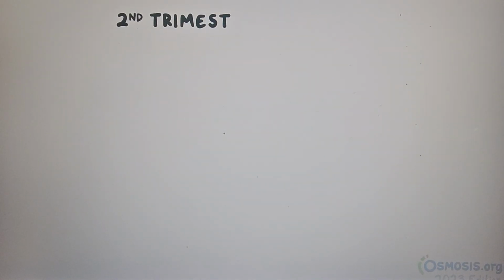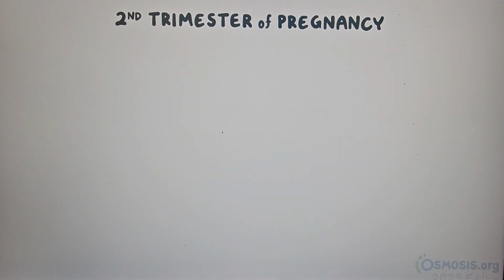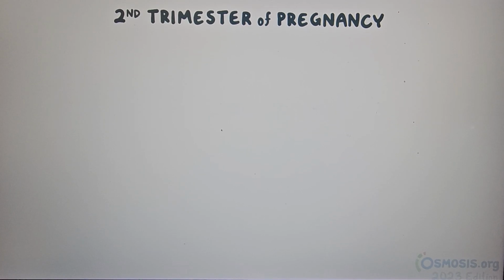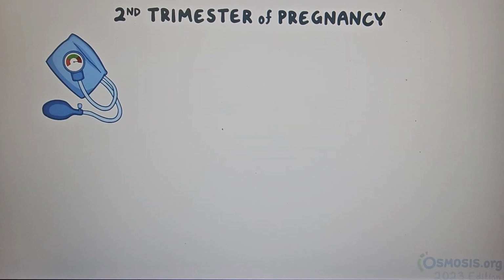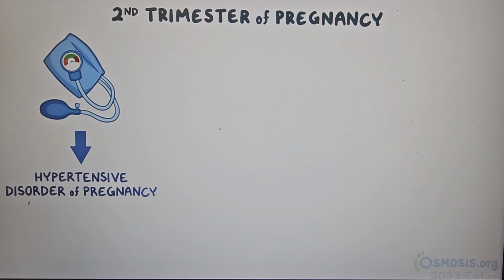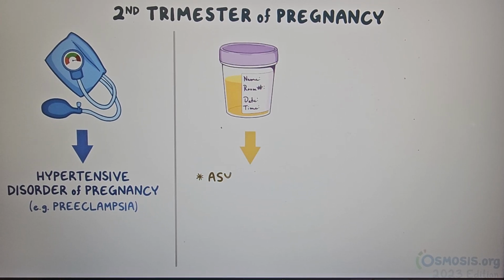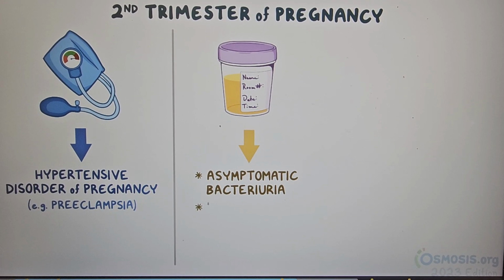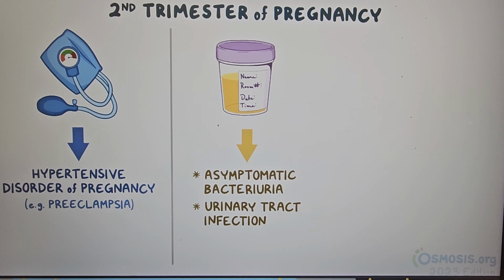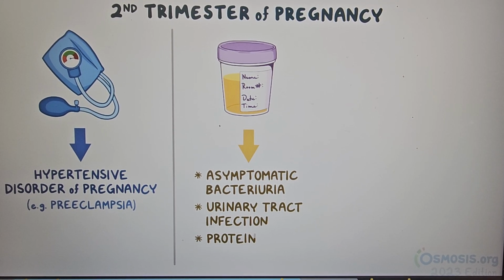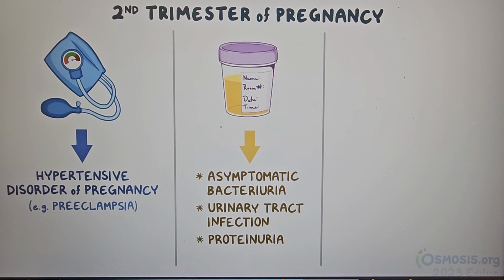Now, during the second trimester of pregnancy, things get a bit more specific. Blood pressure is measured to look for the possible onset of a hypertensive disorder of pregnancy, like preeclampsia. Urine samples are analyzed for asymptomatic bacteriuria, or a urinary tract infection. But it's also important to look for proteinuria, which is consistent with preeclampsia.